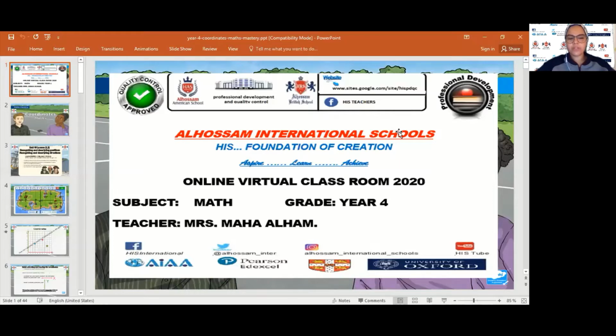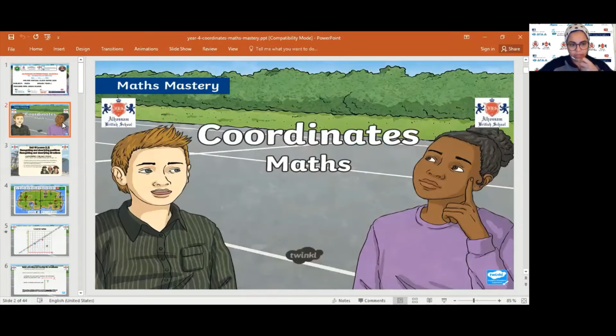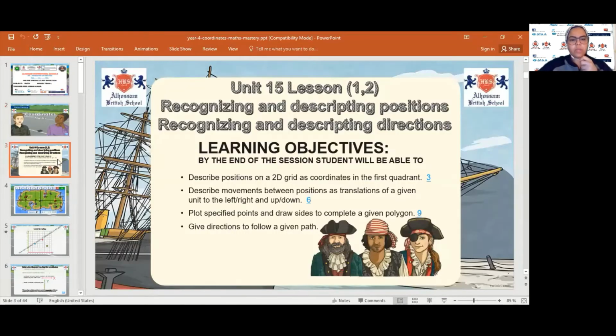Today, inshallah, we are going to continue Unit 15, Lesson 2. Yes, we have finished Lesson 1, and this is Lesson 2. We are going to continue the lesson, and maybe if we have time, we are going to take Lesson 3 and answer some of the homework questions. We are also going to continue talking about the coordinates, but today we are going to talk about describing the directions. In the previous sessions, we were describing positions. Today we are going to describe directions.